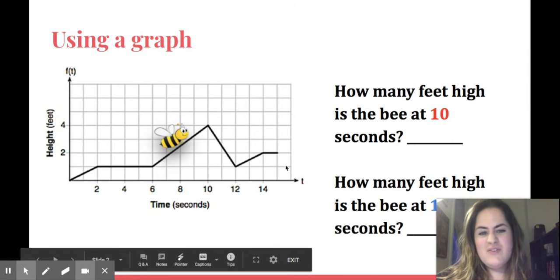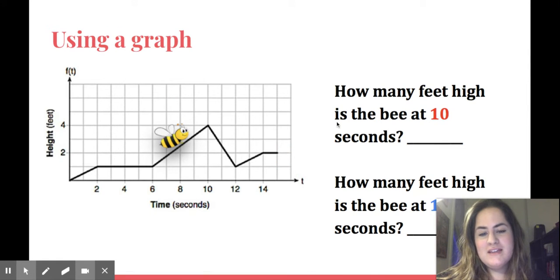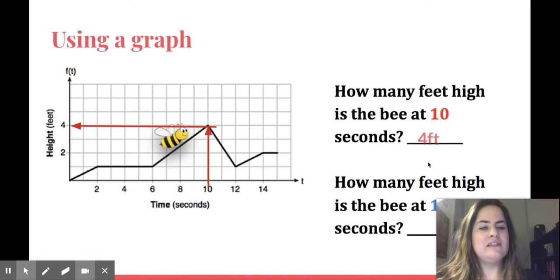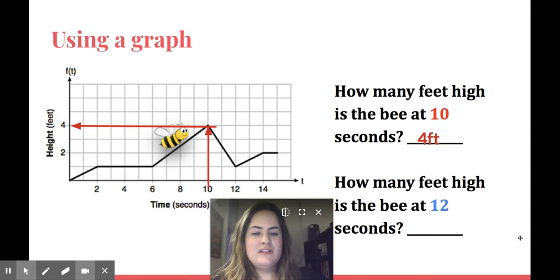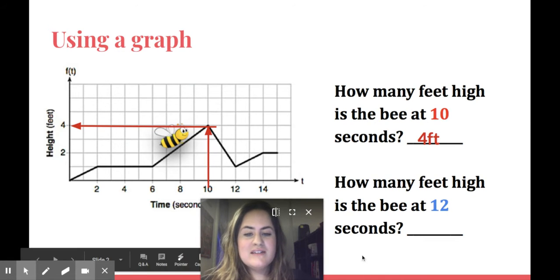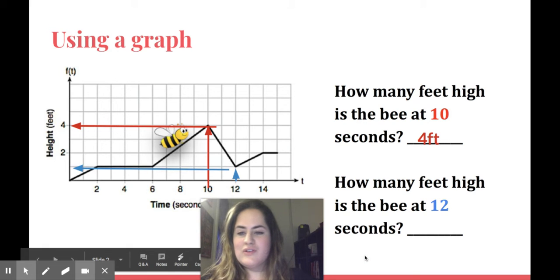So first, let's review reading a graph. Basically, what they're going to do is give you an X value, for example, 10 seconds, that's the X, and they want a Y value. So you go to the Y-axis, and your answer would be 4 feet. Similarly, let's say they want 12 seconds, that's another X value. You plug in 12, you go to the Y-axis, and you get your Y value of 1 foot.